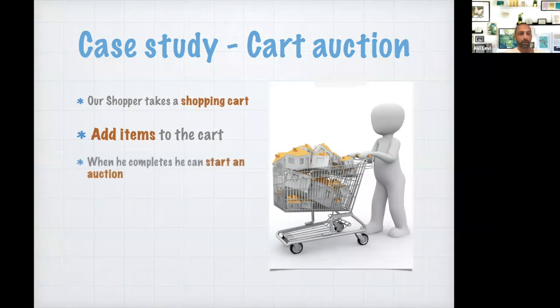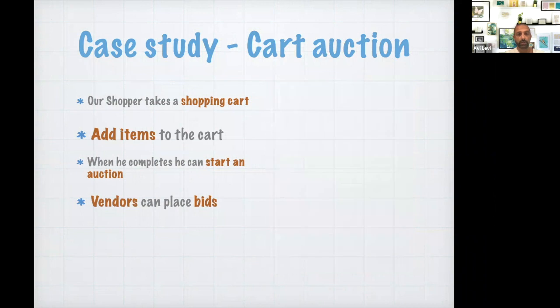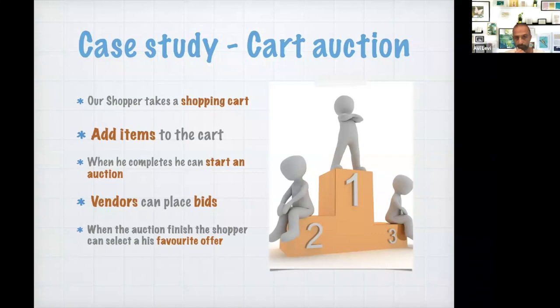Okay, so when he completes shopping, we want to let him start an auction on that shopping cart. When he starts the auction, other vendors can place some bids, and later on he can select the winning bidder. So after they place their bids, the auction finishes, and the shopper can select his favorite offer. Very simple.